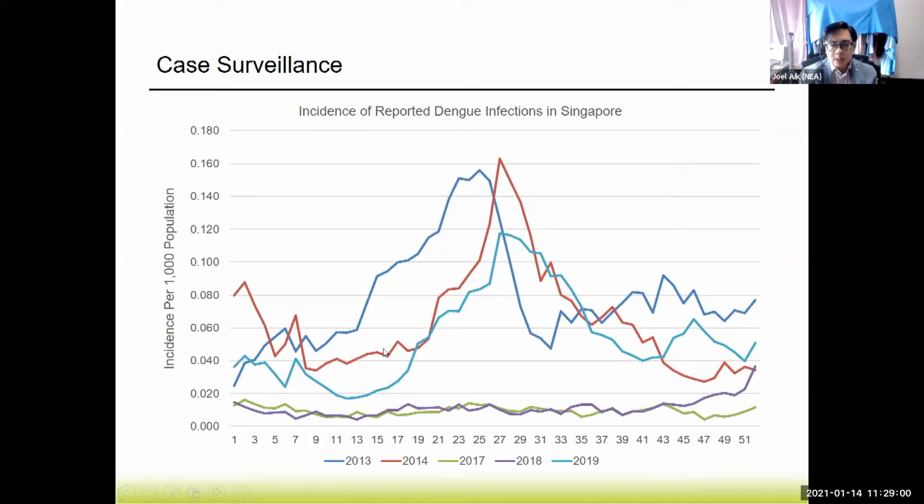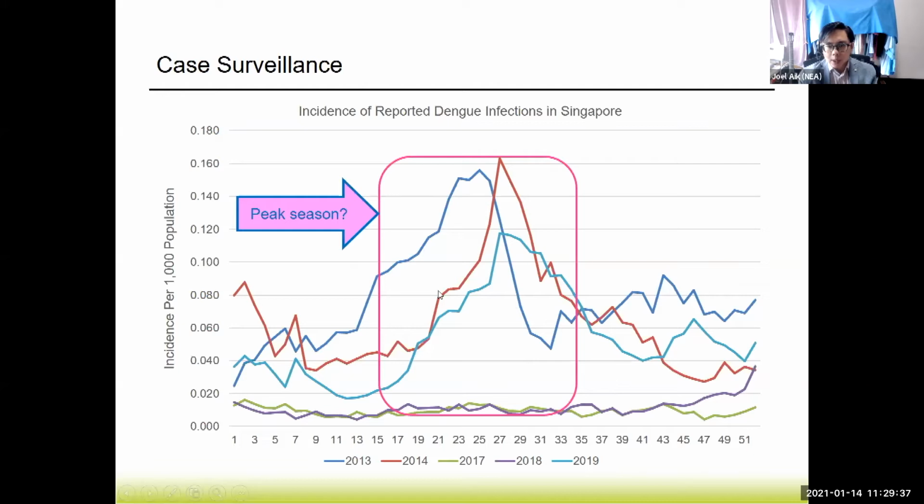Now, what you've noticed is that there is a peak in the middle of the year for certain years. So for 2013, 14, and 2019, but there is also lull years in 2017 and 2018. So the collection of case data enables us to understand the seasonality of dengue transmission so that it enables us to prepare ahead of time resources or plans that would help us to address these peaks in the middle of the year. Now, so this is the identified peak season for Singapore.